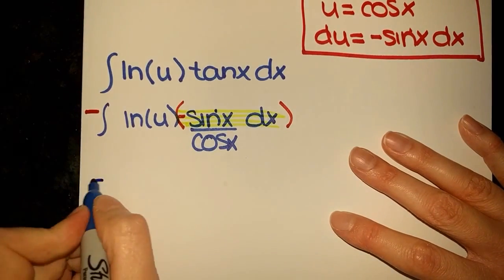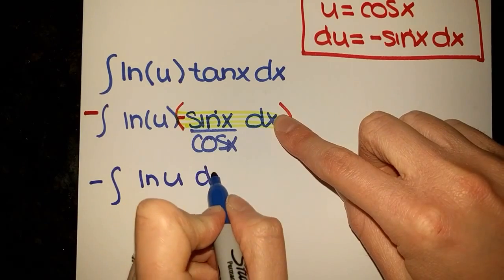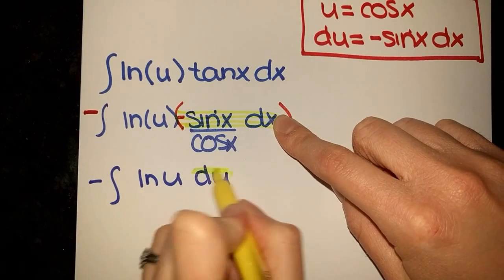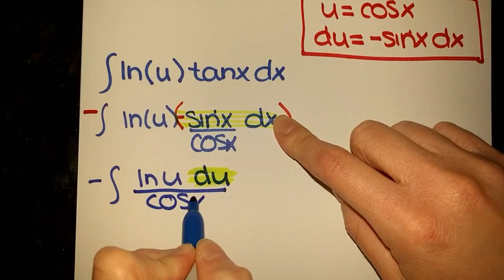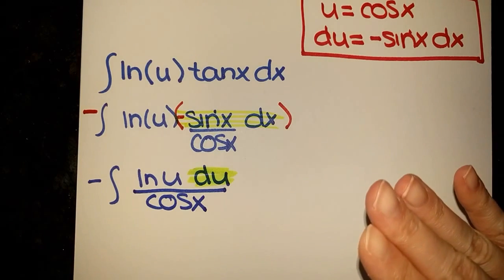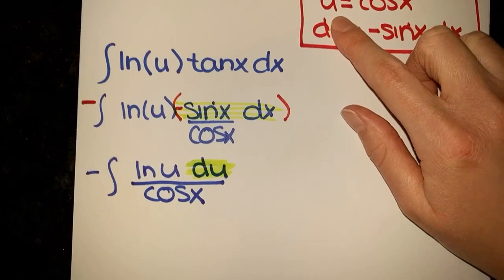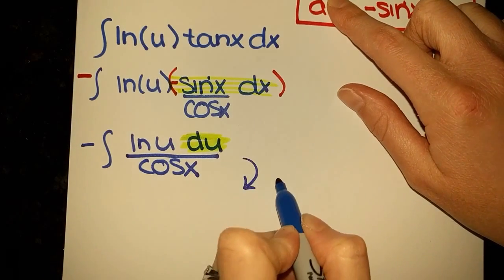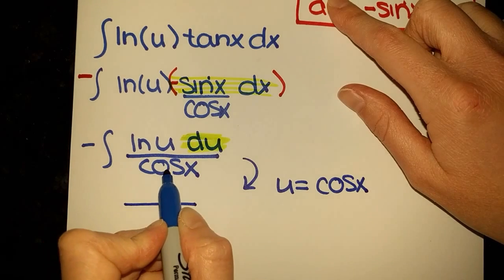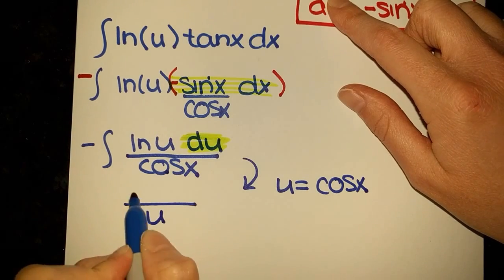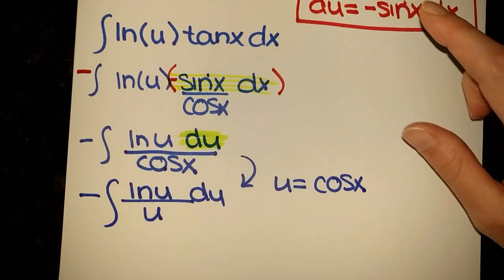So I will have negative integral natural log of u, this becomes du. But then it still has this cosine of x in the denominator. Fortunately, though, we have the definition that cosine x is equal to u. So we can use that definition of u equals cosine x to replace this cosine x in the denominator with u, and then natural log of u du integrated with a negative.